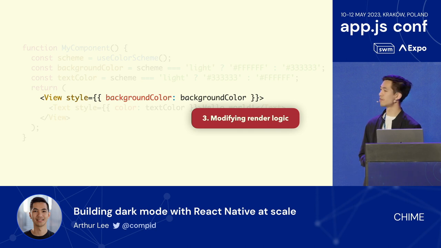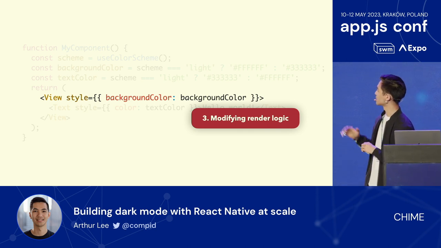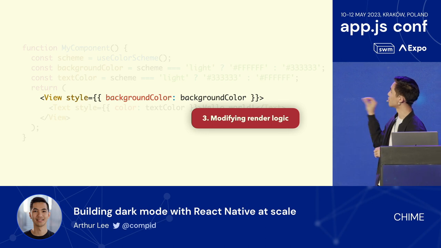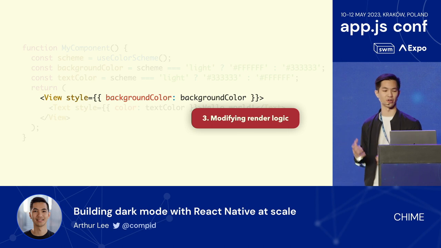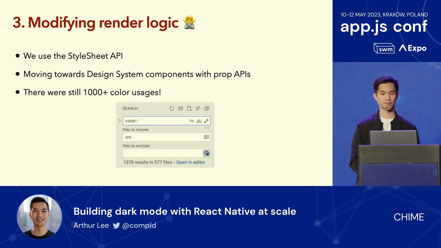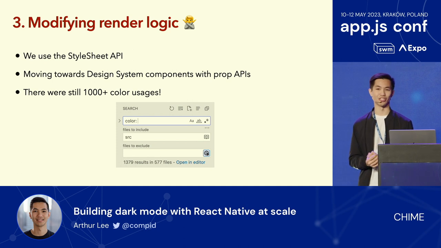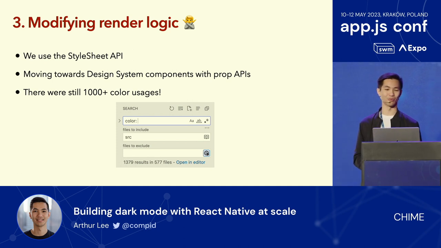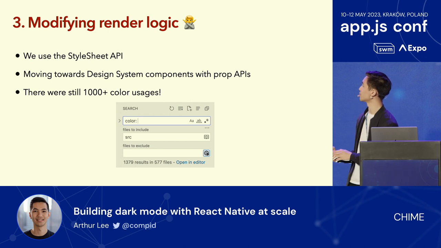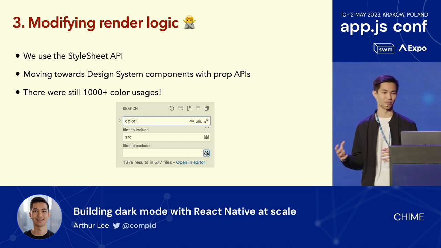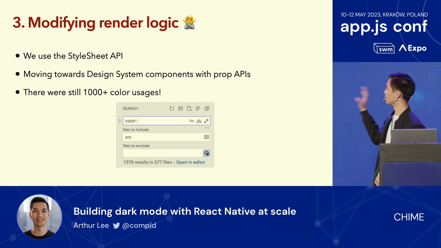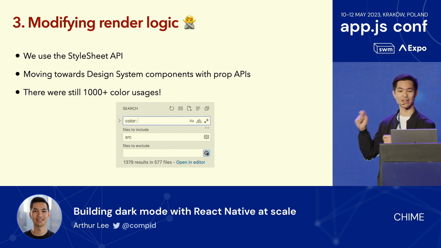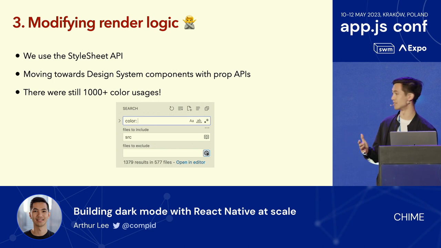The third one is around modifying render logic. So this kind of approach requires us to go into the render function and actually change the logic to take into account dark mode. Now, what do I mean by this? At Chime, we still use the Stylesheet API. There's nothing wrong with it. It works really well for us. We are moving towards more centralized design system components that take in styles as props. But we still have over 1,000 places in the code base where we're setting colors into our styles.